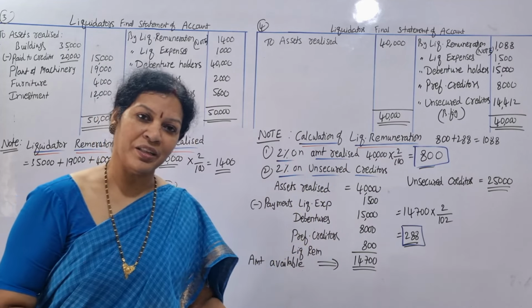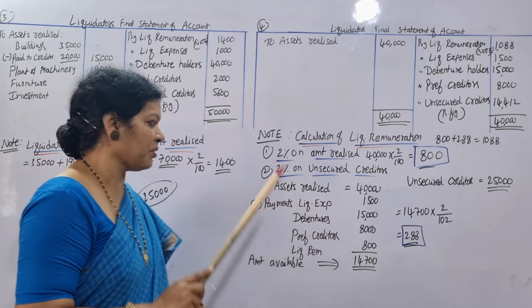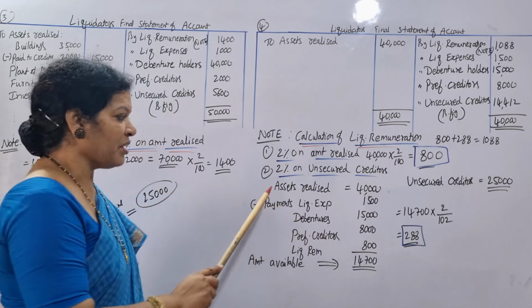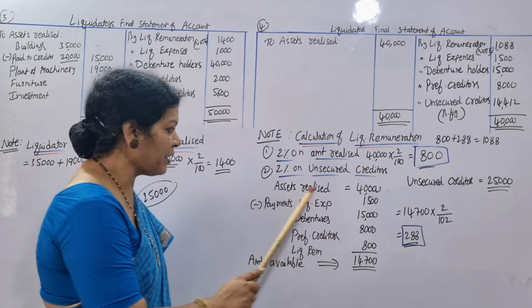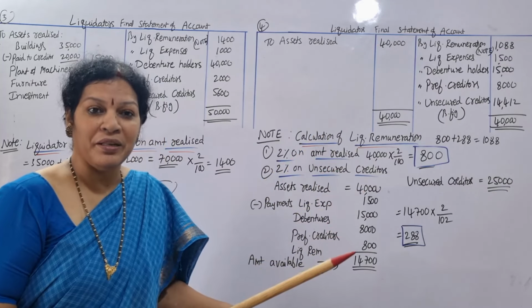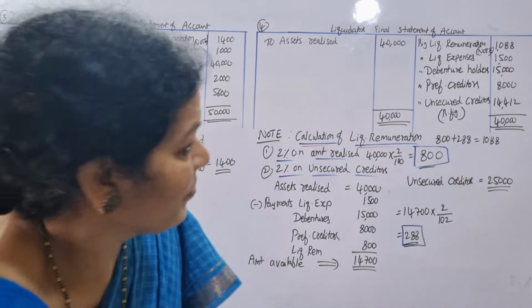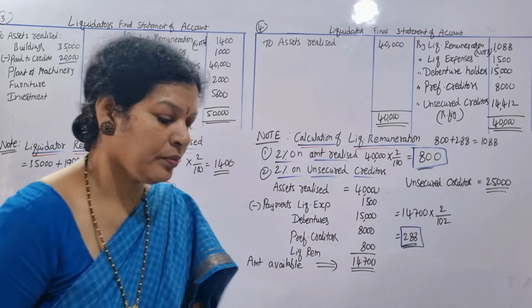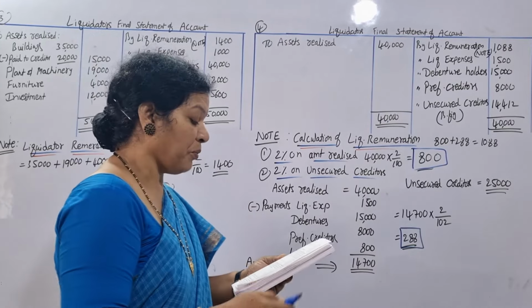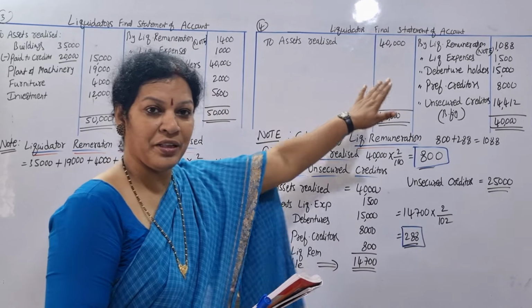For unsecured creditors, we should first know what the amount is, the leftover amount. First of all, the realized amount we will take. Then after that, what payments we made already. What payments we made. Let me explain after writing all these things.